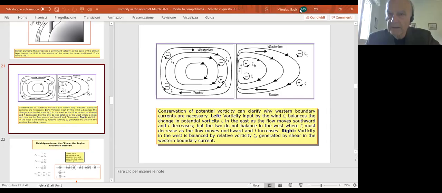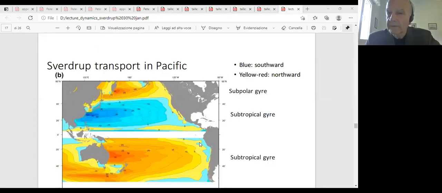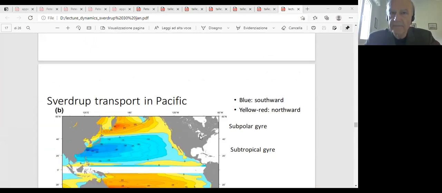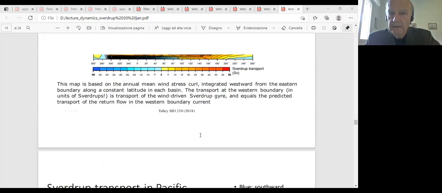So now let's go back to the previous PowerPoint. Let's see. Okay, what is this? Oh, that's Verdup, I think. Can you see it now? Sverdrup Transport in Pacific. Okay.